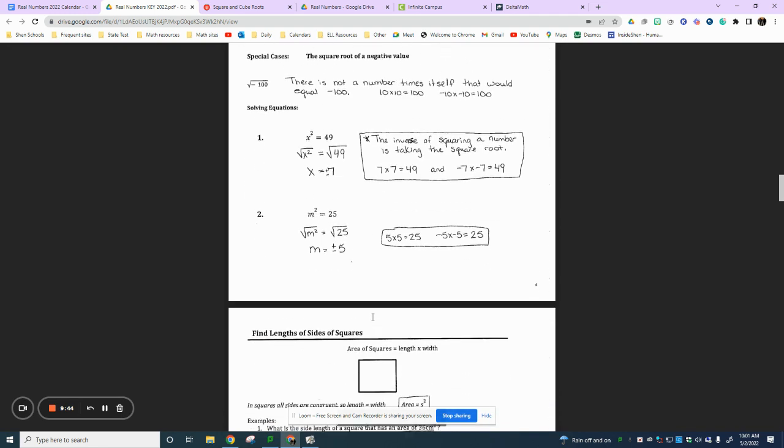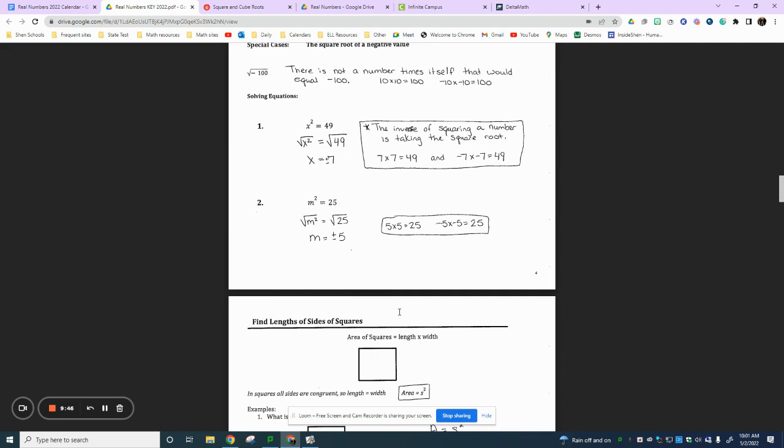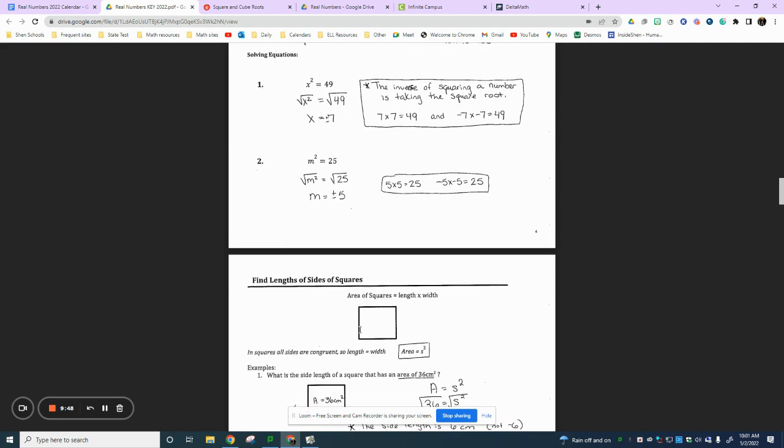Okay, now we're going to move on to finding lengths of sides of squares. So we talked about a square, and the area of a square, because the sides are all congruent, the area equals side squared, because the length times the width are both the same.